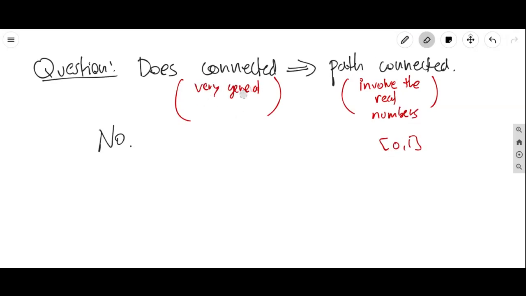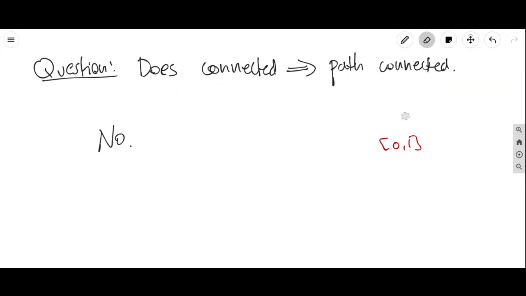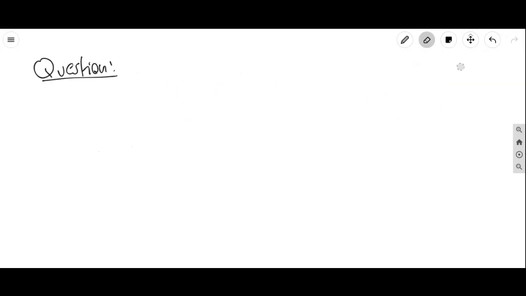So there's no reason for you to think that a connected space can be described in this way with the real numbers. The real numbers are something special, and this is something more general. So it's appropriate to ask whether this special property implies a more general property, as opposed to some general property implying a very specialized property. I just thought I should make a comment on that. So that's the question. And now I want to get to connected components.